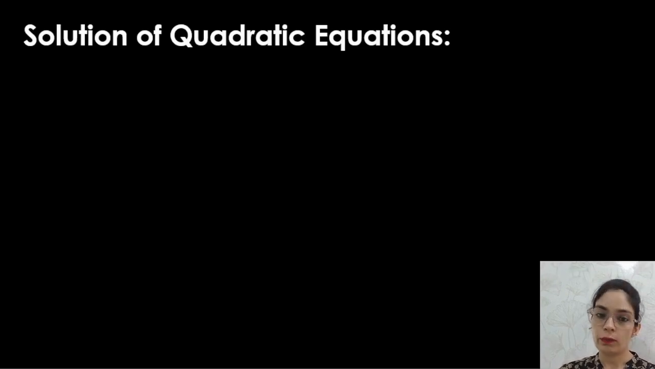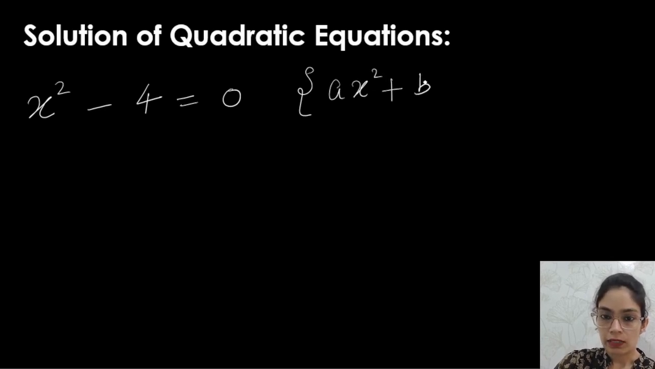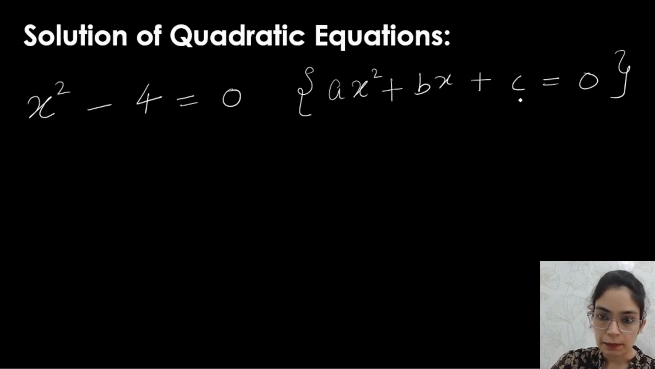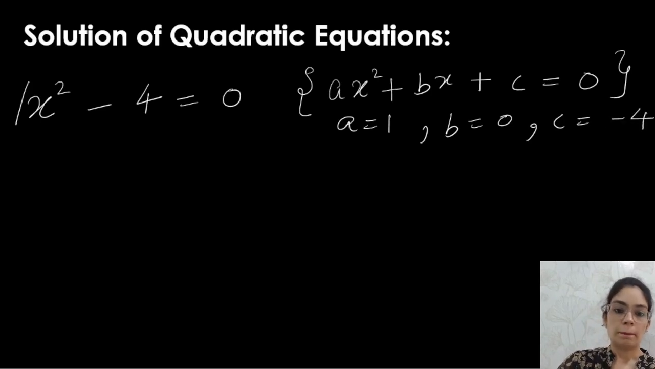So the next thing is solution of quadratic equations. Let me explain this. See, I'll take one quadratic equation, x square minus 4 is equal to 0. This is an example of a quadratic equation because it is comparable with the standard form, ax square plus bx plus c is equal to 0. If you compare, you can get the values of a, b and c, and a is not equal to 0 because we have the x squared term. So a's value is 1. b is 0 here because we don't have any term with variable x, and c is equal to negative 4.